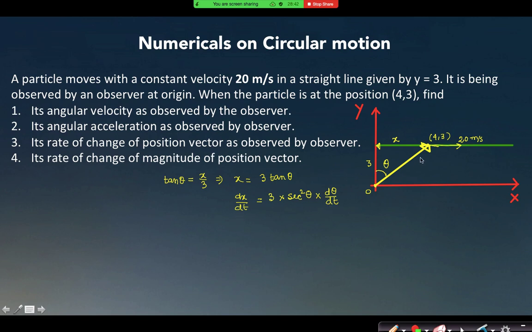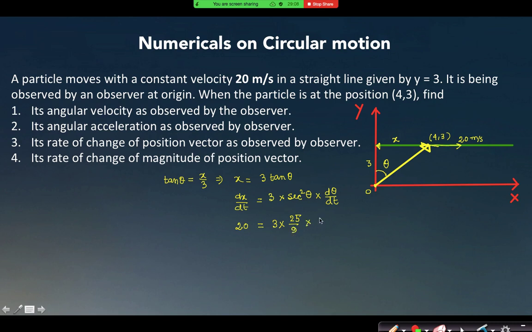Now at this particular instant, what is dx by dt? I know it is 20, as it is always a constant. And what is sec theta at this particular instant, as x equals 4? So what is cos theta? Cos theta is 3 by 5, right? So sec theta is 5 by 3. So sec square theta is 25 by 9.